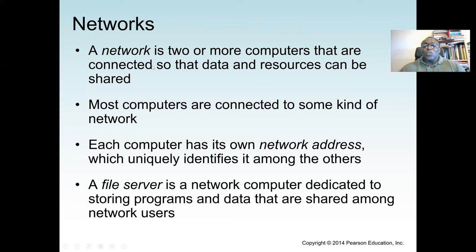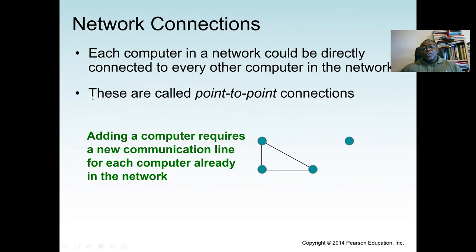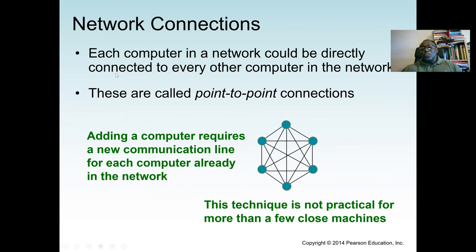So most computers are connected to some kind of network. Even our cell phone is always connected to a network system. The internet is the largest computer network system on earth. Here we have all computers around the globe connected together through satellite or other means. Each computer in the network could be directly connected to every other computer in the network. This is called a point-to-point connection.